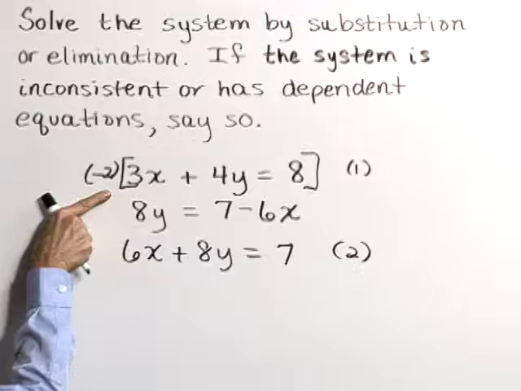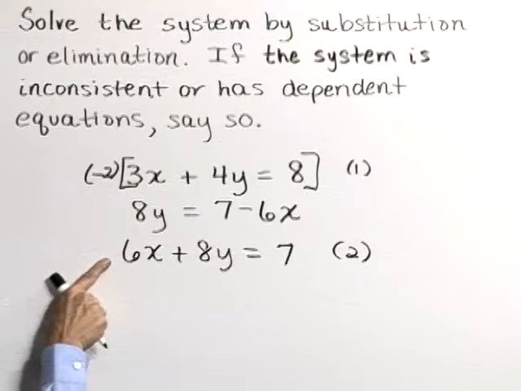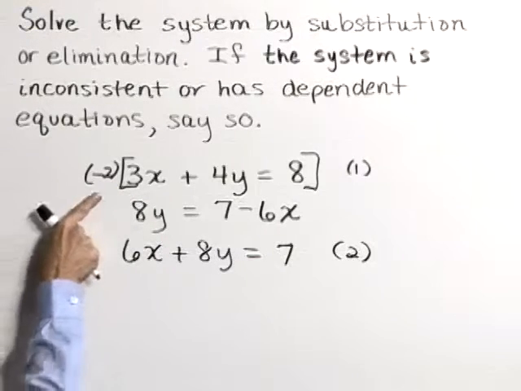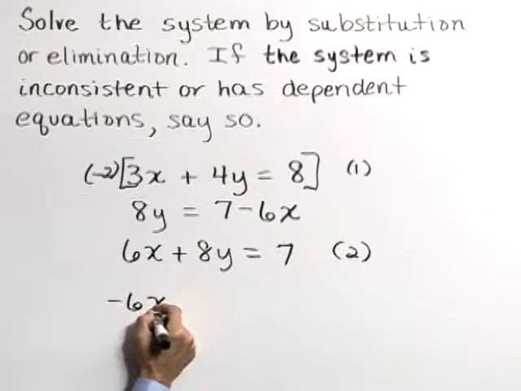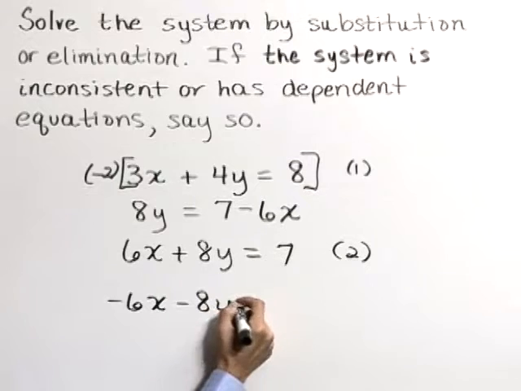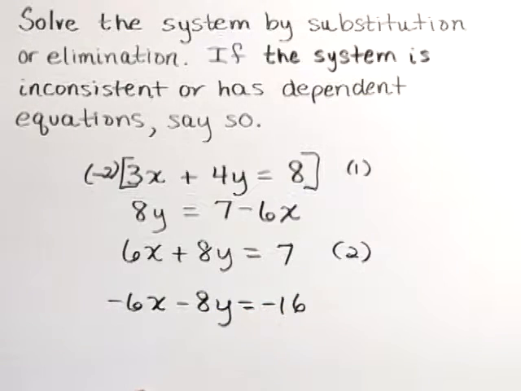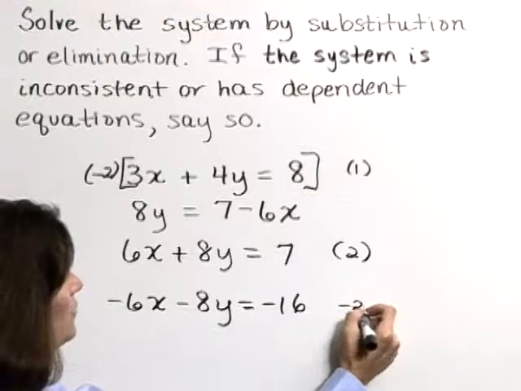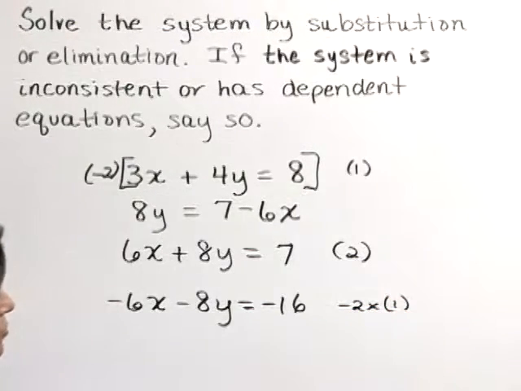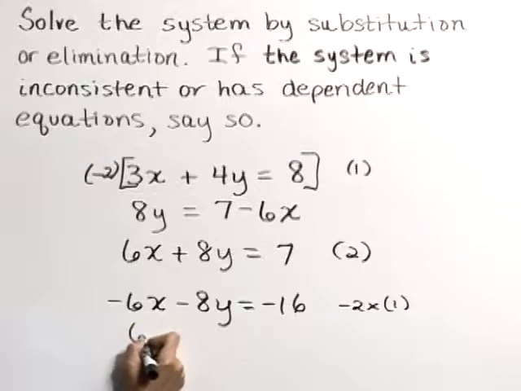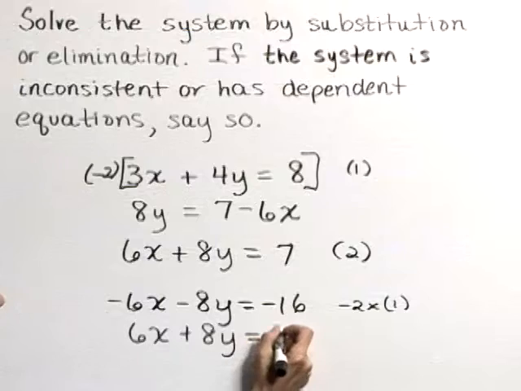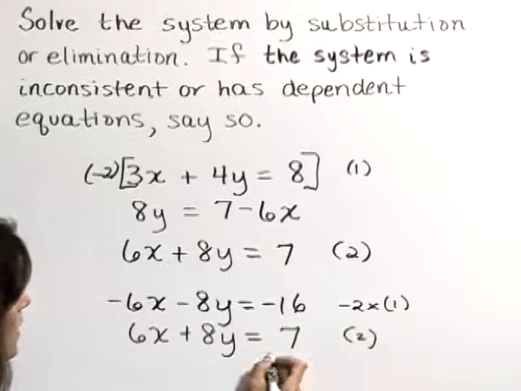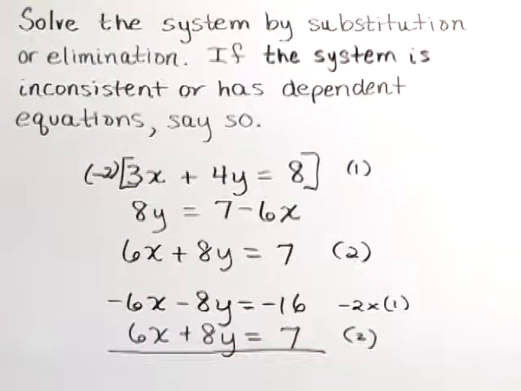That's going to create a coefficient up front of negative 6, so our x values will cancel. So let's rewrite that equation 1 as a negative 6x minus 8y is equal to a negative 16. Just leaving some notes to self, this is negative 2 times our equation number 1. Let's just rewrite equation number 2 underneath it. And now we're ready to add these together.